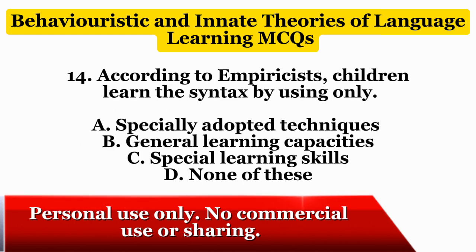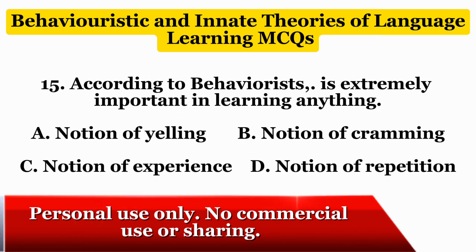Empiricists believe that children learn language through experience. According to empiricists, children learn the syntax by using only specially adopted techniques, general learning capacities, special learning skills, none of these. Right option is B. According to empiricists, children learn the syntax by using only general learning capacities. According to behaviorists, what is extremely important in learning anything? Notion of yelling, notion of cramming, notion of experience, notion of repetition. Right option is D. According to behaviorists, notion of repetition is extremely important in learning anything.